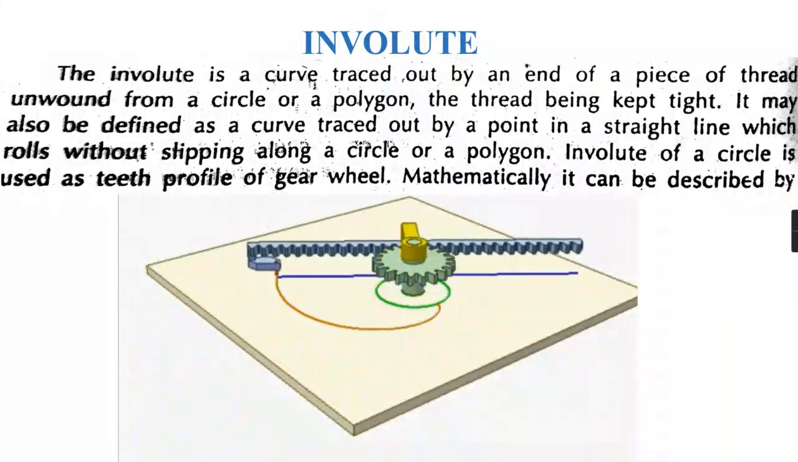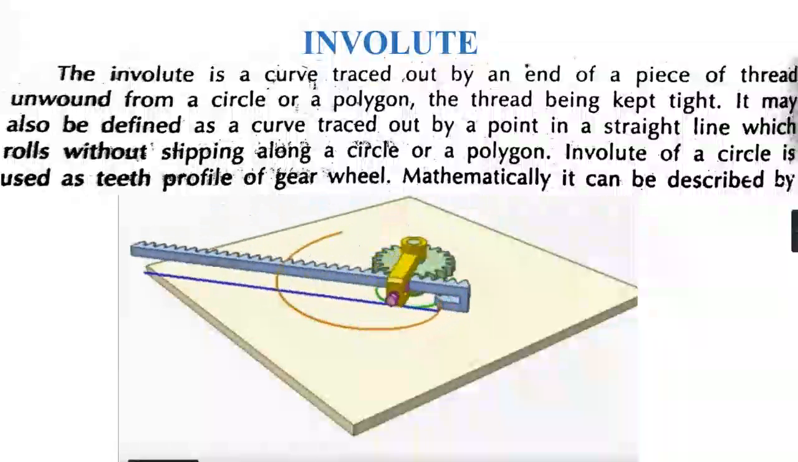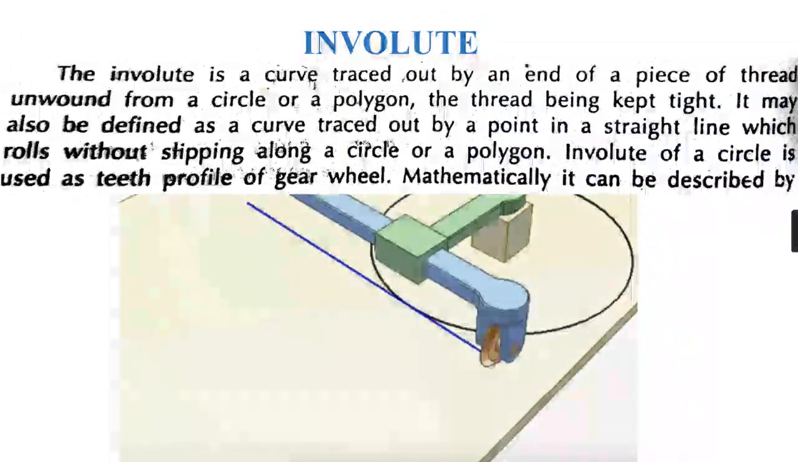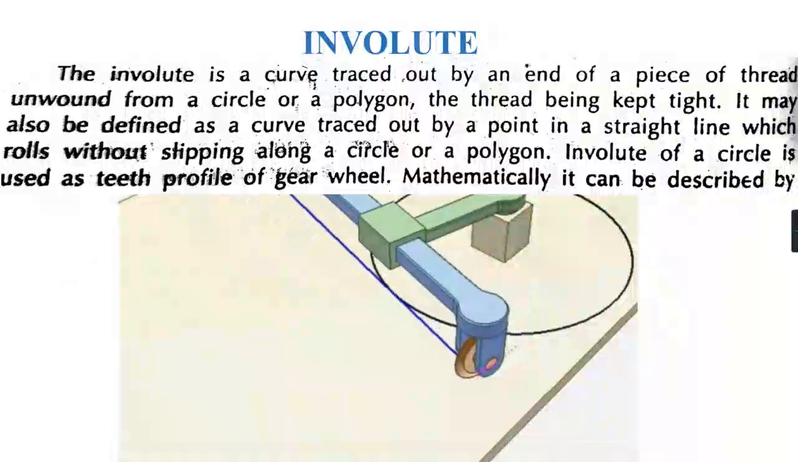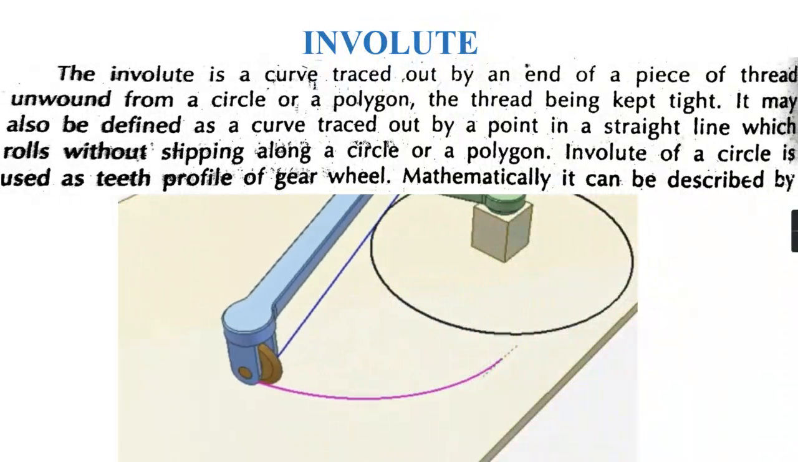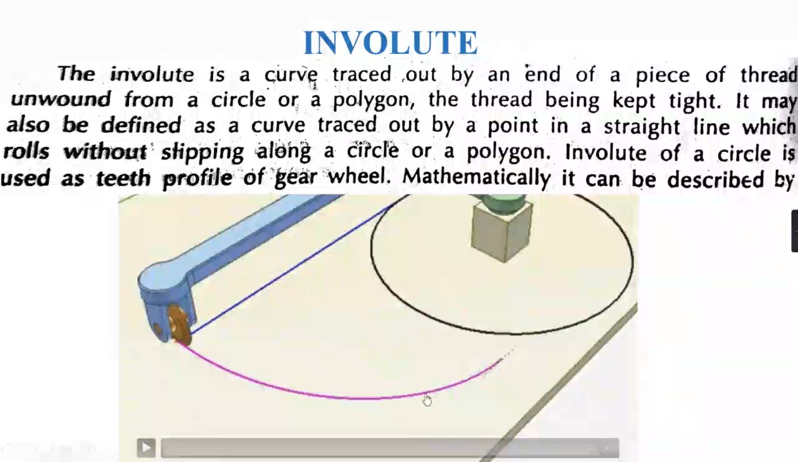So this is how your straight line is moving, you can see, and the path. Here is another example of how the straight line is moving around a circle without slipping. And this is the path of that point at the end of the straight line.